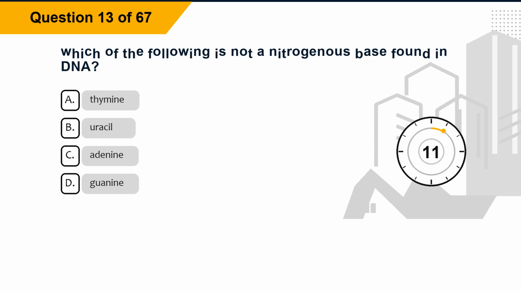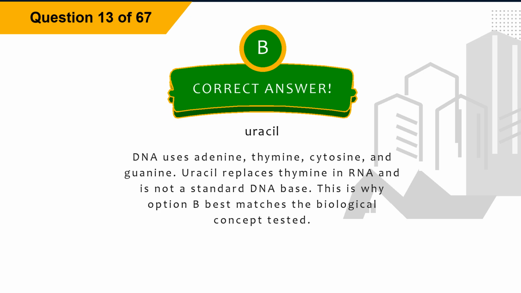Question 13. Which of the following is not a nitrogenous base found in DNA? Option A, thymine. Option B, uracil. Option C, adenine. Option D, guanine. The correct answer is option B, uracil.